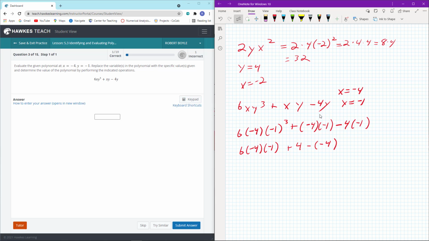And now we can evaluate this some more. 6 times negative 4 is negative 24 times negative 1, and then plus 4. And then minus a negative 4 is just like plus 4 again. And now negative 24 times negative 1 is going to be positive 24 plus 4 plus 4, and positive 24 plus 4 is 28, plus 4 again is 32. This should be 32.